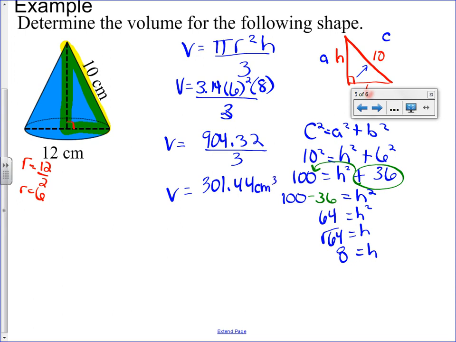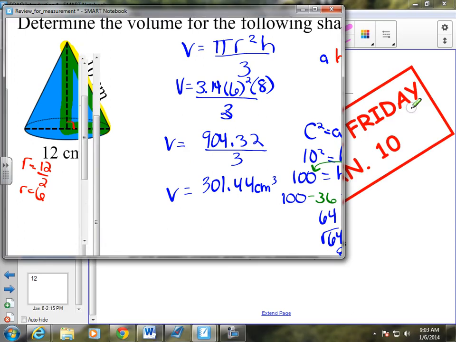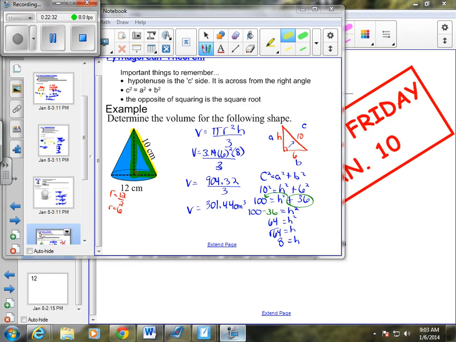Okay, so that was 2 weeks of measurement crushed into 20 minutes of review. So what you're going to be doing next is a booklet, a little worksheet. So this is what we're going to be doing.